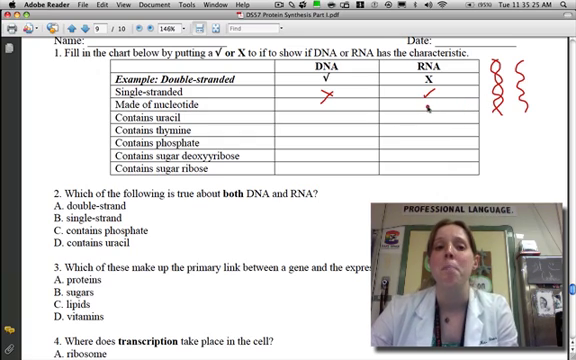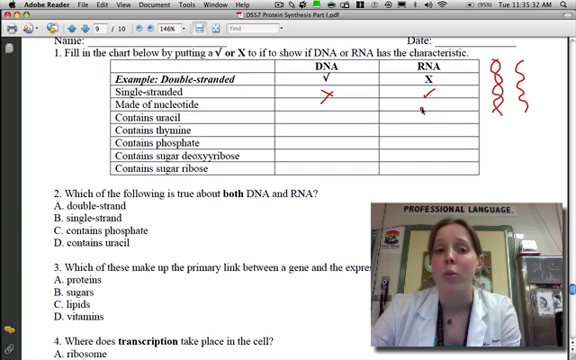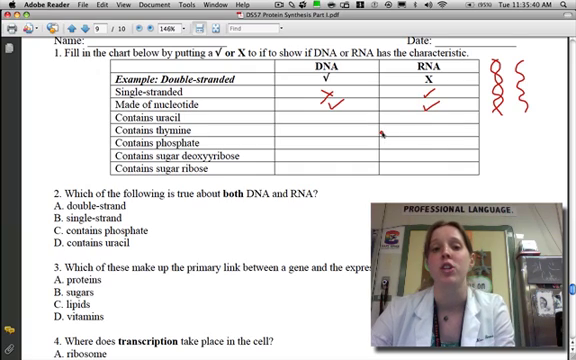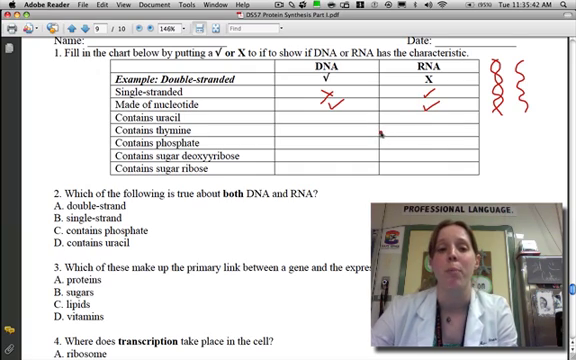Now the next one says made of nucleotides. I know that nucleotides are the building blocks of nucleic acids, and both DNA and RNA are nucleic acids, which means that they are both made of nucleotides. This is a similarity between the two. So I have to put a check in both boxes.